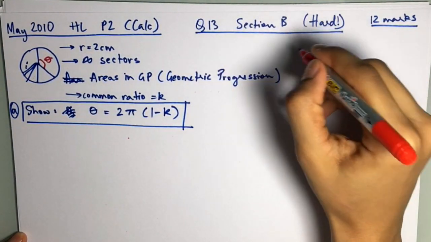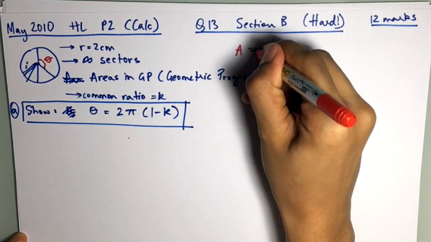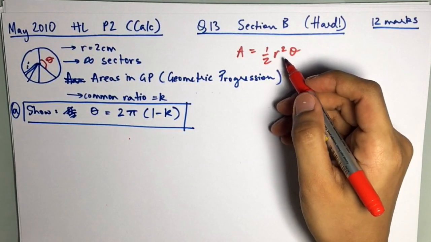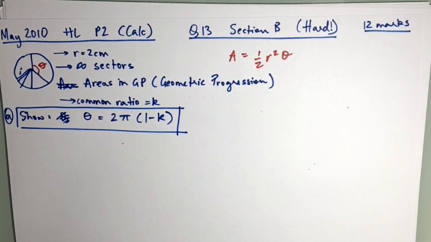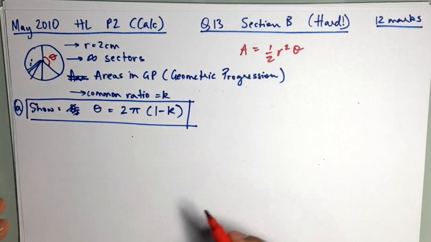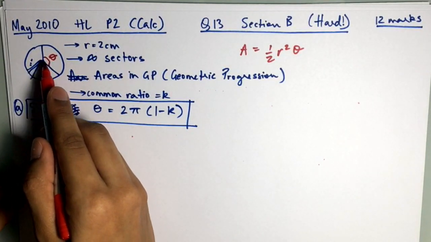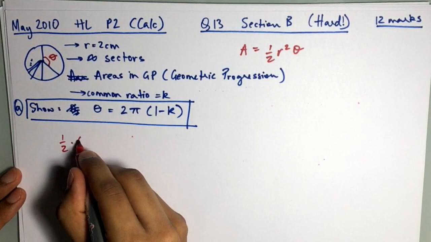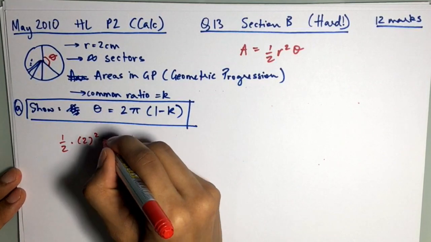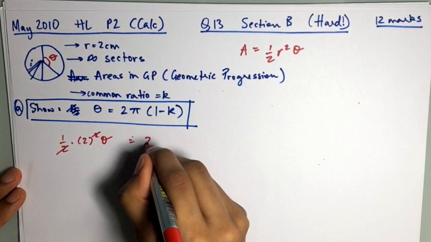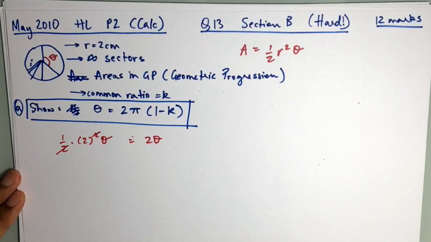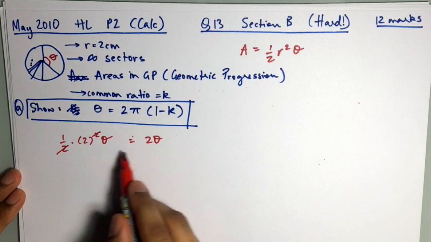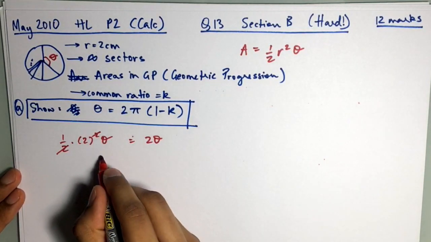So we know that the area of a sector in general equals half r squared theta, where r is the radius of the circle and theta is the angle. So for our circle, for the first sector, the area would be half times 2 squared times theta. If I cancel that, I get 2 theta. And if I were to write down the areas of the sectors, it would start with 2 theta.